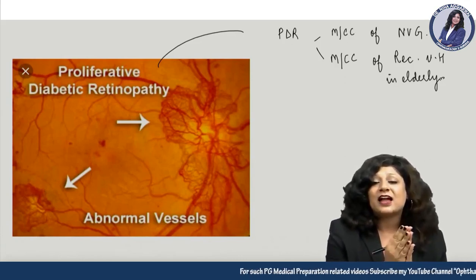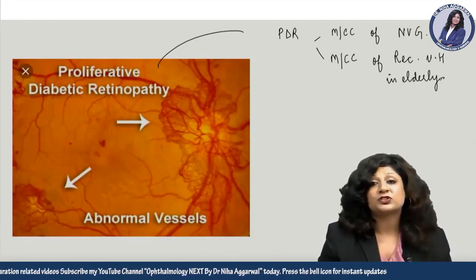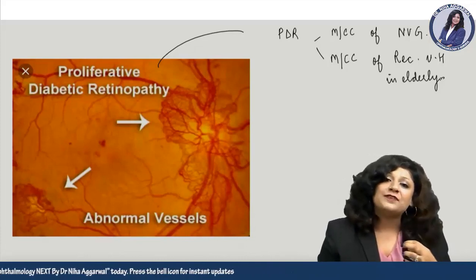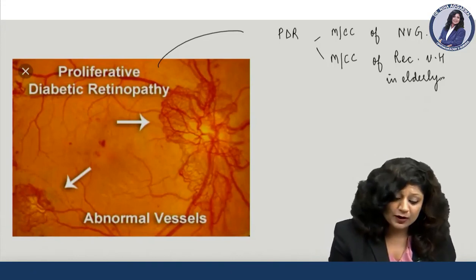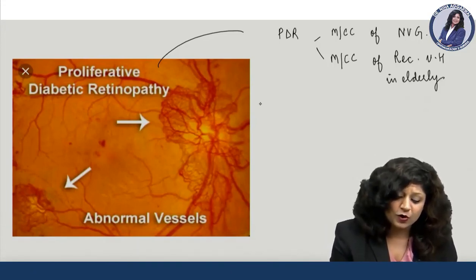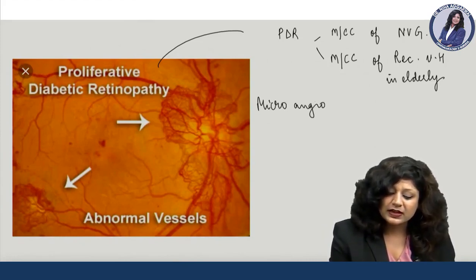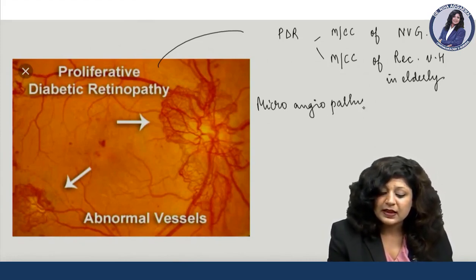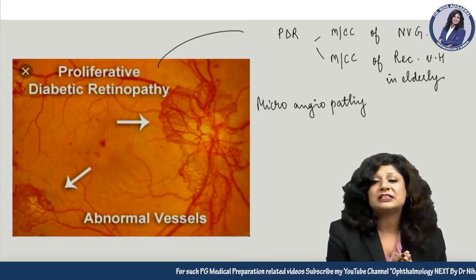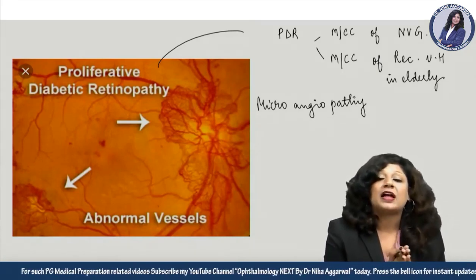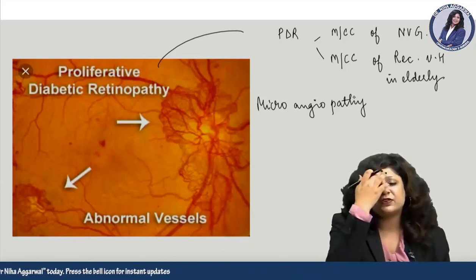The idea is I want to show you how much proliferation takes place here, how much ischemia takes place here. Now, why are we getting so much ischemia here? We are getting so much ischemia because you have a lot of microangiopathy. It is actually a microangiopathy because it is mainly affecting the smaller blood vessels, and that is the reason why it is causing a lot of neovascularization, a lot of recurrent vitreous hemorrhage.